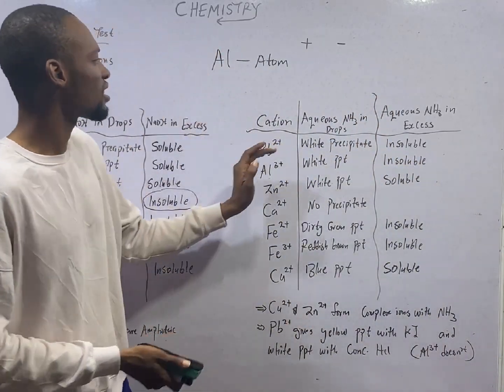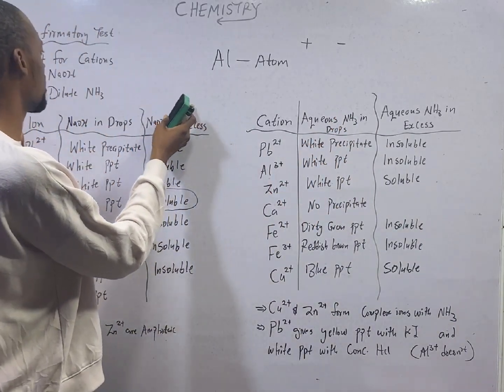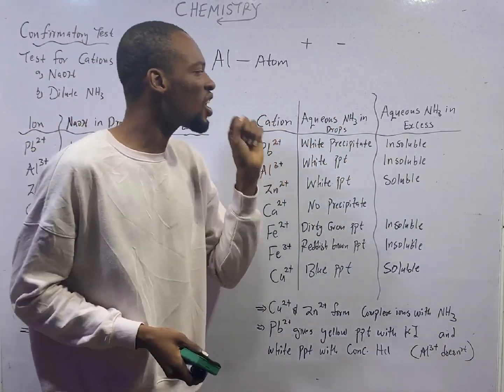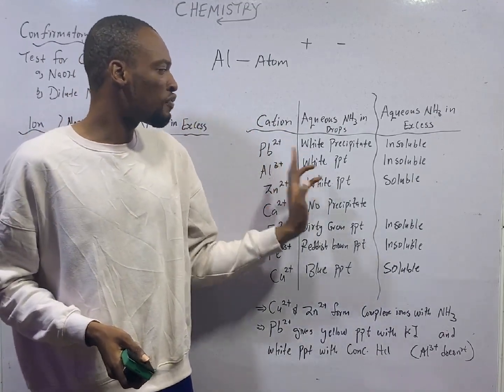Now let's see test with aqueous ammonia. This is test with sodium hydroxide. With aqueous ammonia in drops, lead will form white precipitate.